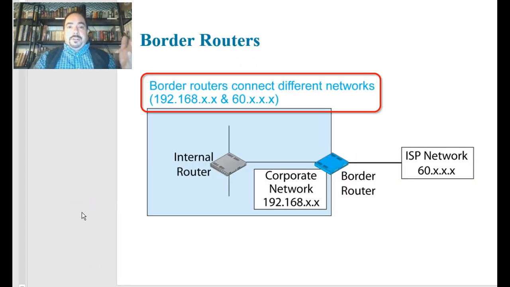A border router is simply the router that's at the edge of your network. It's the device that connects you typically to the cloud. It's on the edge. So if this is your ISP, I prefer a cloud icon over here for your ISP, but your border router is the thing that connects you to the cloud. It's on the edge of the outer perimeter of your network.